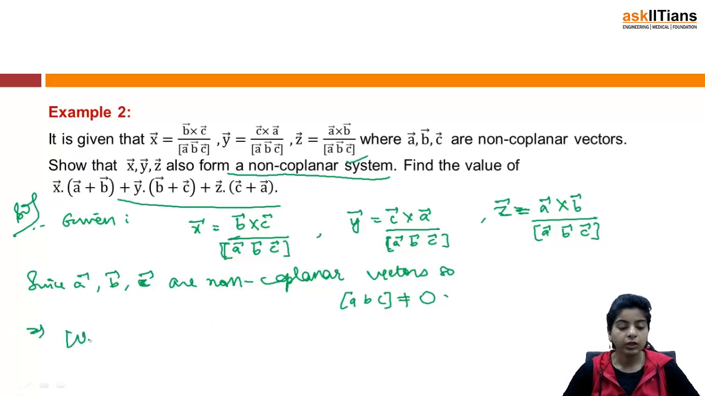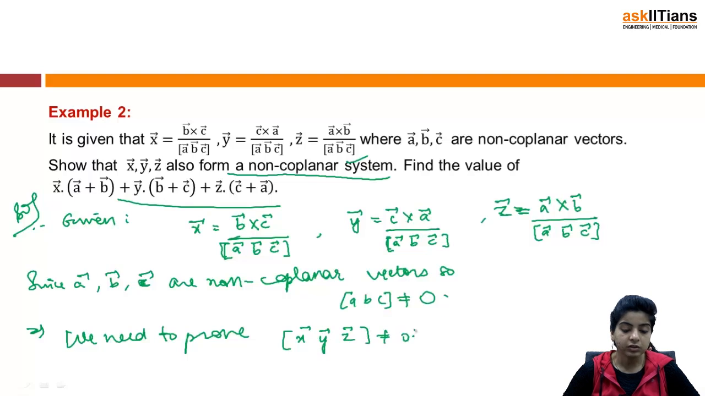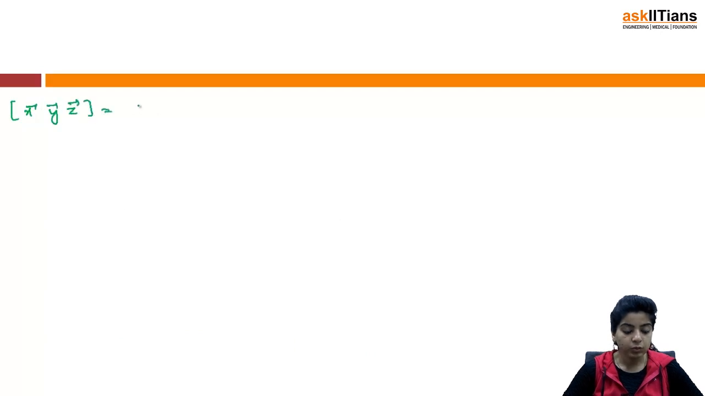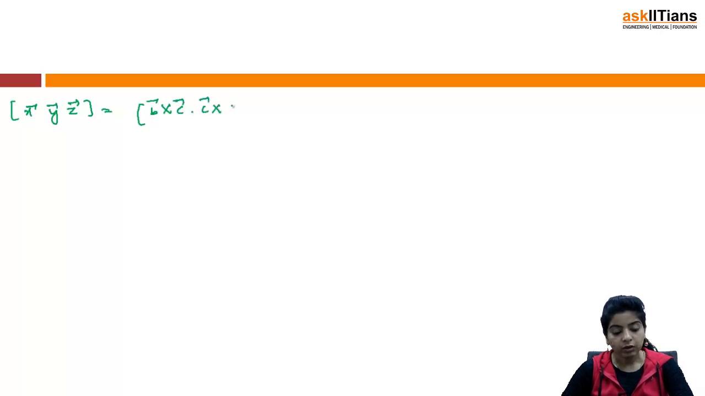So we need to prove that X, Y, Z form a non-coplanar system. So we need to prove that the scalar triple product should come out to be non-zero. This is what we need to prove. So for that, let us first write down the scalar triple product of X, Y, Z. That will be equal to B cross C dot C cross A dot A cross B.